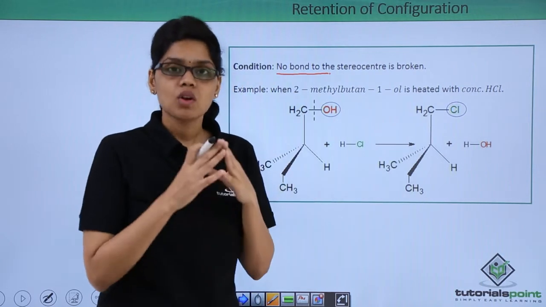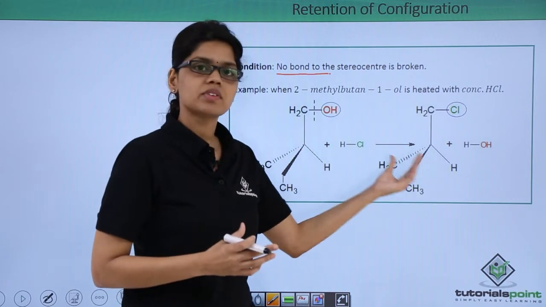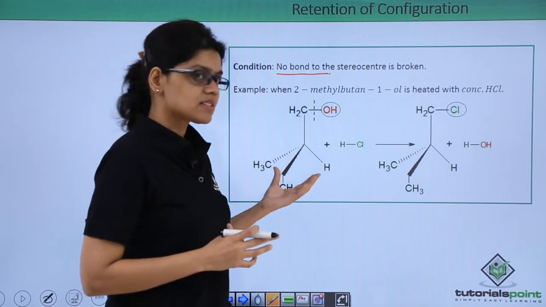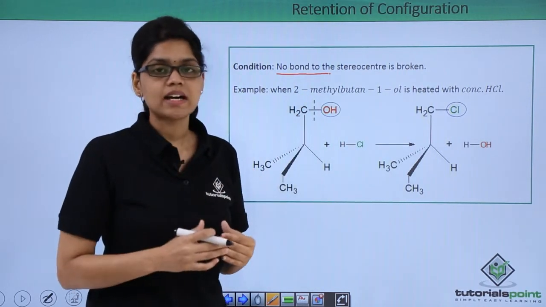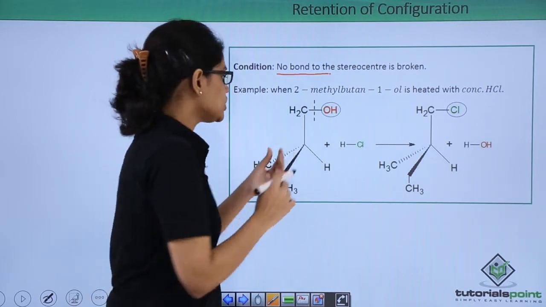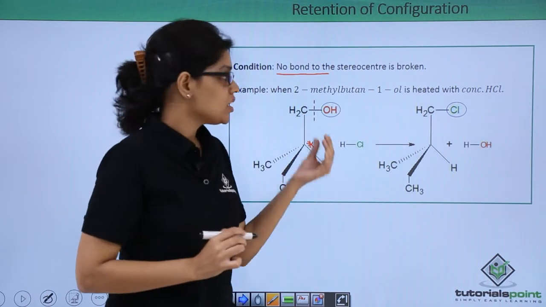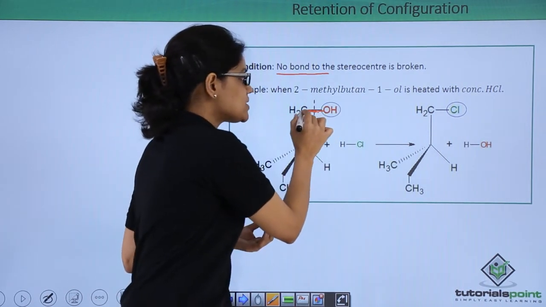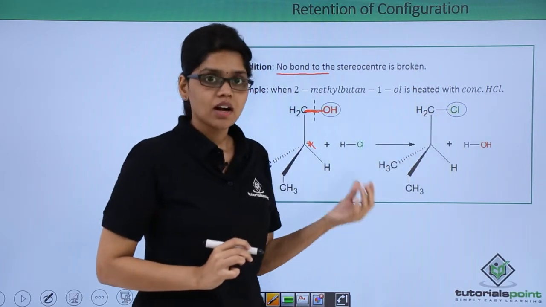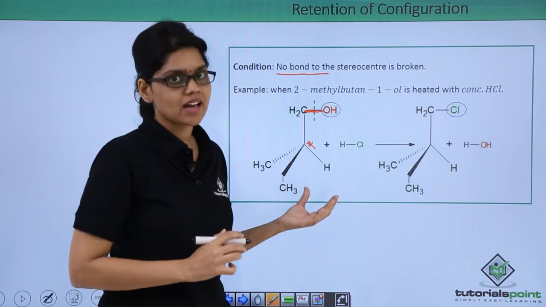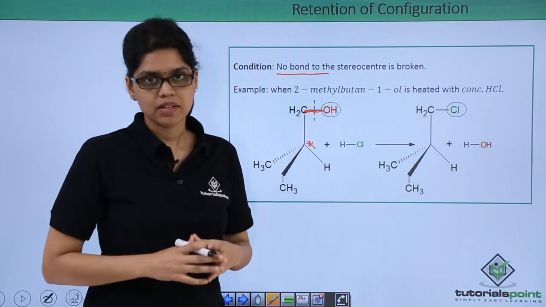However, you can note that the configuration around the asymmetric carbon atom has not changed in the product with respect to the reactant. Here is an asymmetric carbon because we have 4 different groups attached to it, and we can easily note that no bond to the stereo center, or this particular asymmetric carbon atom, has been broken during the chemical reaction. Why? Because the bond that is broken is between C and OH, and a new bond has been formed between carbon and chlorine. However, the rest of the molecule remains intact such that in this reaction, retention of configuration takes place.